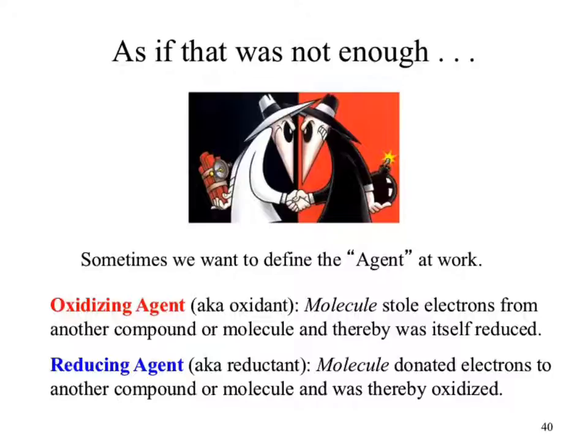Let's take a look at the reducing agent. If I am a reducing agent, I am causing something else to be reduced. If something else is reduced, what happened to me? Something else was reduced. So remember, these are partnered. If I have a reduction, I have an oxidation. If I cause something else to be reduced, what happened to me? I must be oxidized, which means I lost electrons.